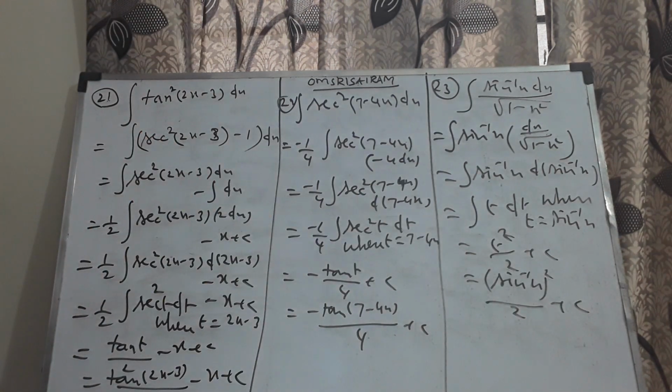Let me recall once again. Sine inverse x dx by root of 1 minus x square is the question given to you. I will group dx by root of 1 minus x square. Now the third step, I will write it as integral sine inverse x d of sine inverse x. Then sine inverse x is replaced by t. Now integral t dt, where t is sine inverse x, is reduced to t square by 2. Therefore, finally, sine inverse x the whole square by 2 plus c.